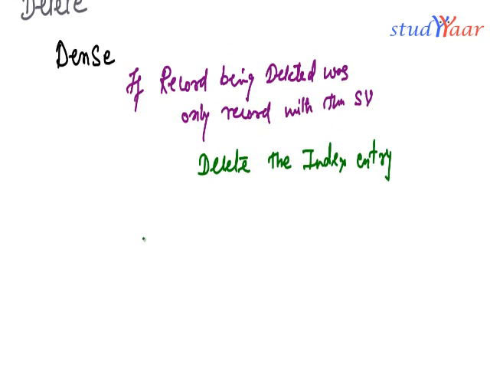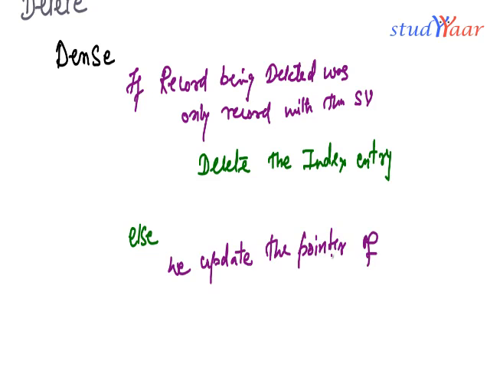Otherwise, we update the pointer of the index entry to the next record with the same search value.